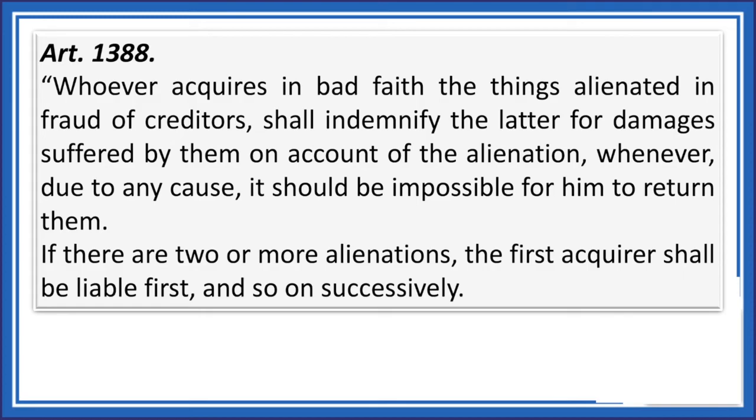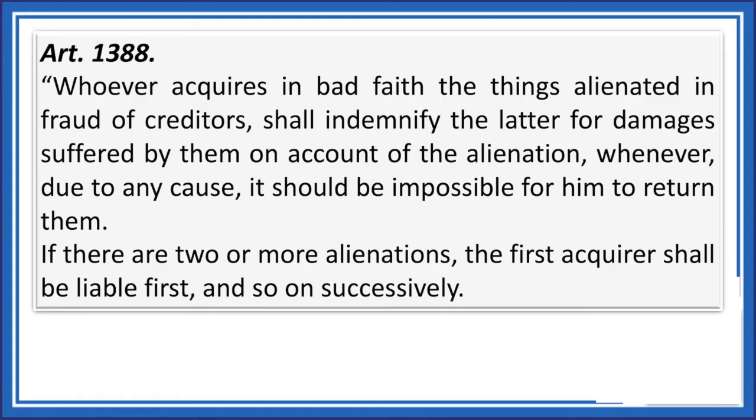Now, let's proceed with Article 1388. Sabi ni Article 1388, whoever acquires in bad faith the thing alienated in fraud of creditors shall indemnify the latter for damages suffered by them on account of the alienation, whenever, due to any cause, it should be impossible for him to return them. If there are two or more alienations, the first acquirer shall be liable first, and so on successively.